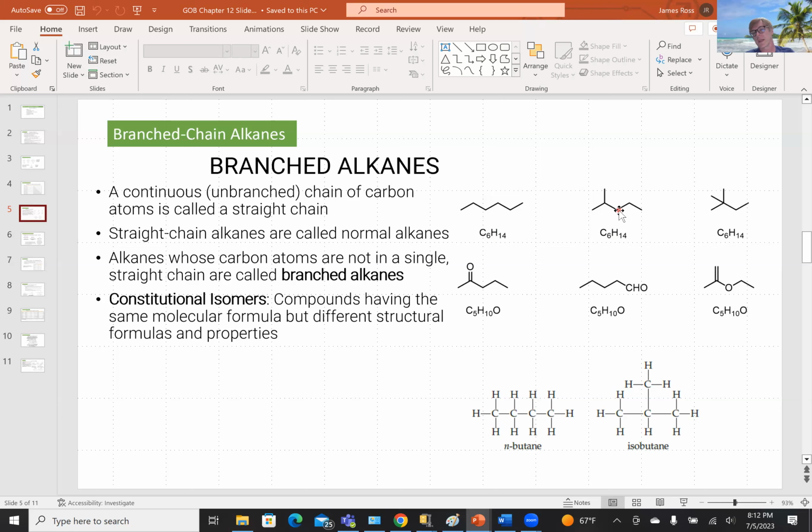So I like to call these Mr. Potato Head, because you've literally broken something and then stuck it on somewhere else, just like with one of those Mr. Potato Head toys. So it's okay to think that, but you don't want to say that. So the proper name is constitutional isomer. The constituents have been altered. In this case, they've been branched in different ways.